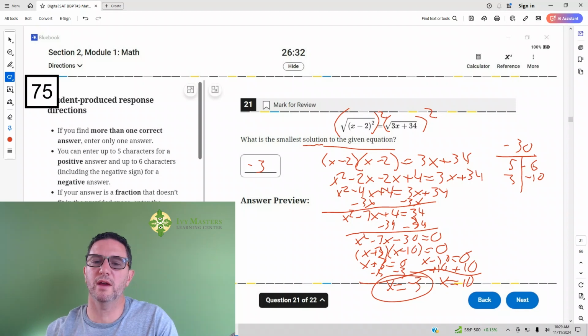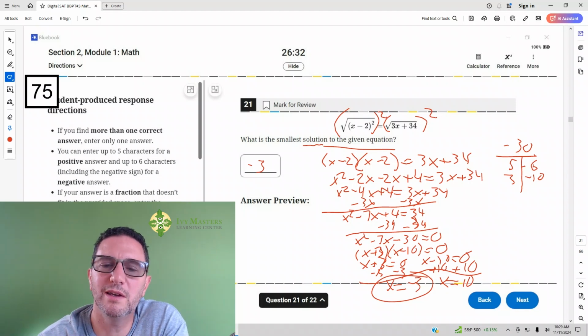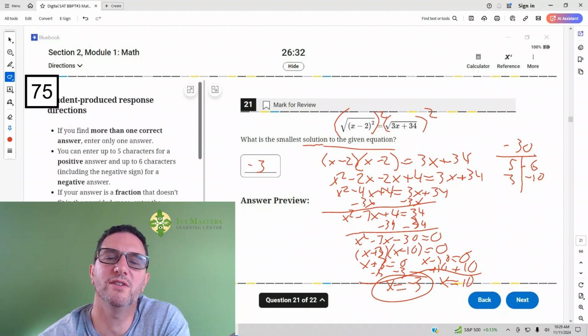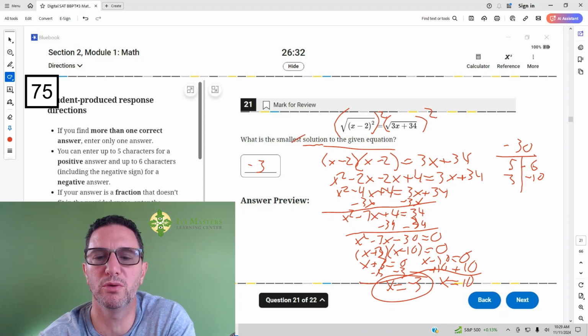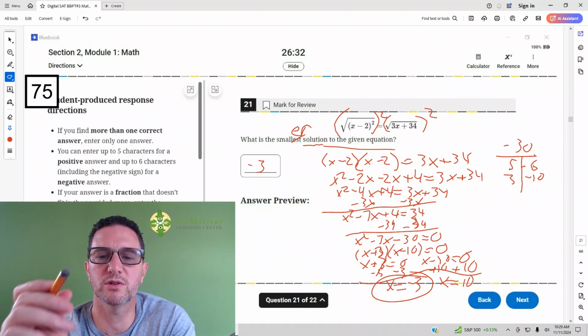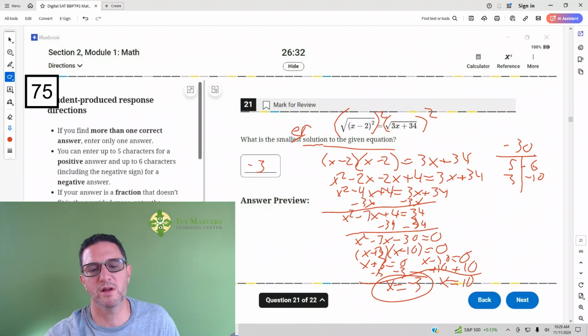Just pop it in over there. This should really be like, math SAT should take a lesson from grammar SAT. It should not be the smallest solution, because smallest is superlative. It's comparing more than two things. It should be what is the smaller solution, because we're only comparing two things here.